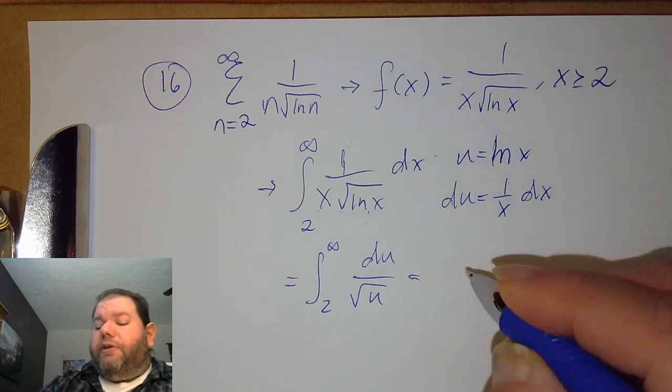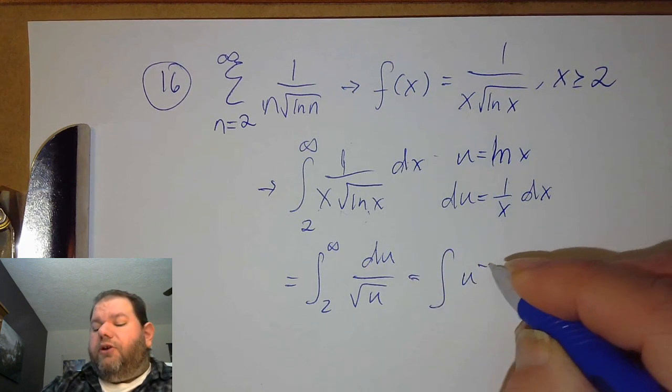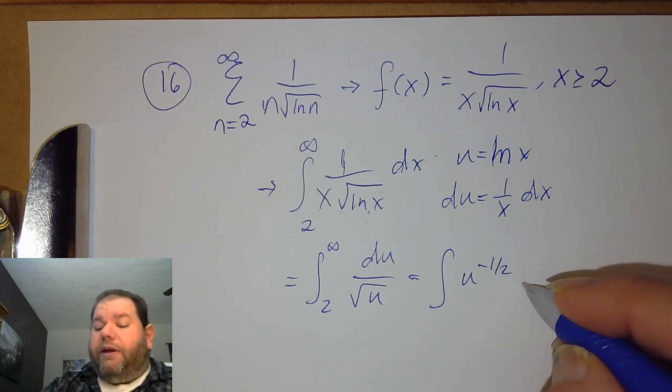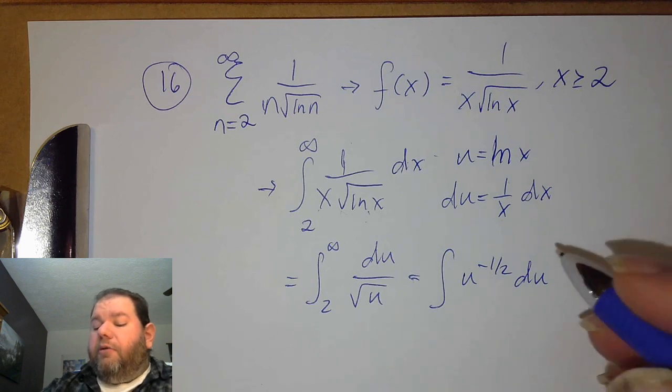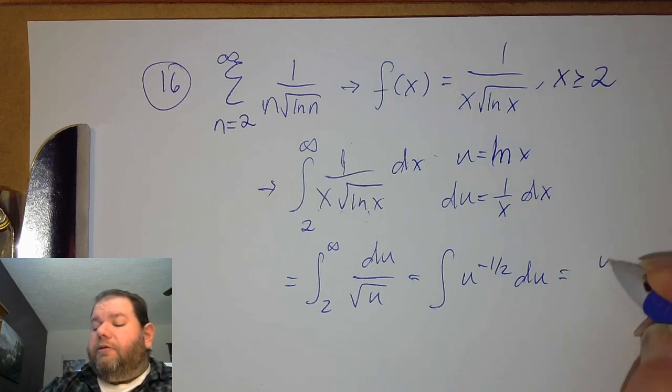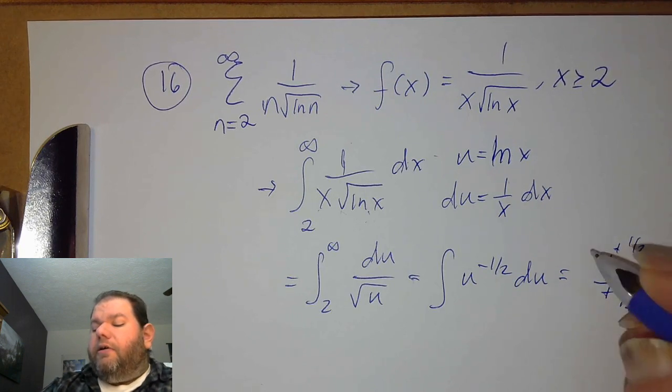Now before we integrate that, we'll probably want to go ahead and change that to a u to the negative 1/2 rather than 1 over the square root of u like we have. And we can integrate that. That'll be u to the positive 1/2 divided by positive 1/2, and then evaluated from 2 to infinity.